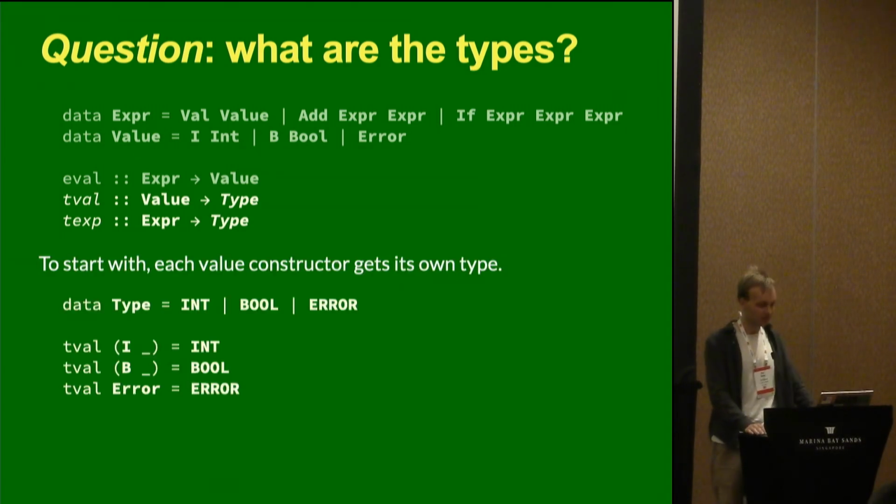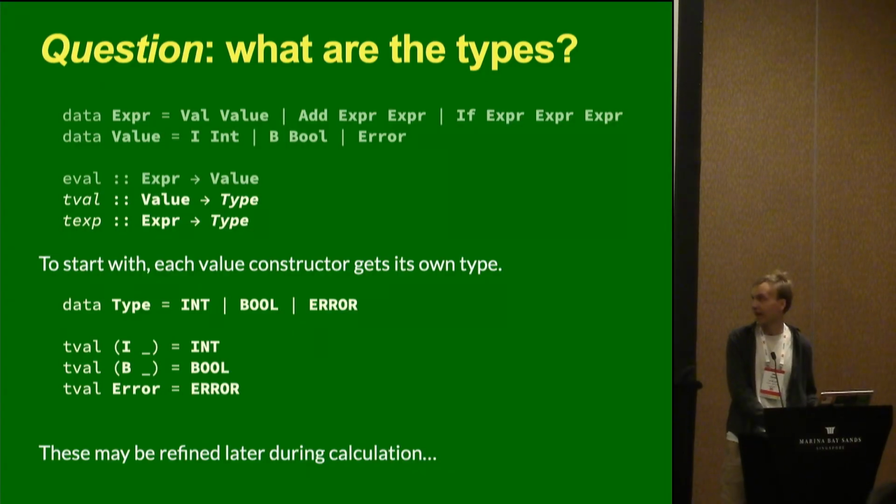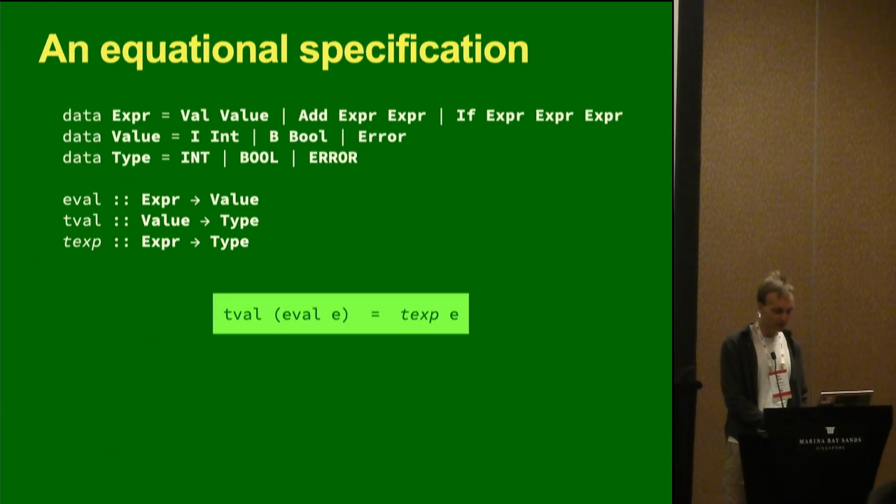Quite a natural thing to do is to just say that each value constructor gets its own type. So here we're going to have integers, booleans, and this error type. And this gives, again, a very natural definition for our tval function. It's worth noting that you can actually calculate these things as well. I'm going to skip over those details, though, because it's kind of boring and obvious. But it is also worth noting that we can, if we need to, refine these later during the calculation. So this is sort of just a starting point. But the great thing is that this leaves us with just one unknown, which is this tx, our type checker, which is what we want to calculate.